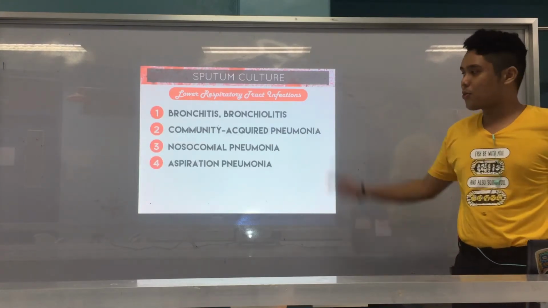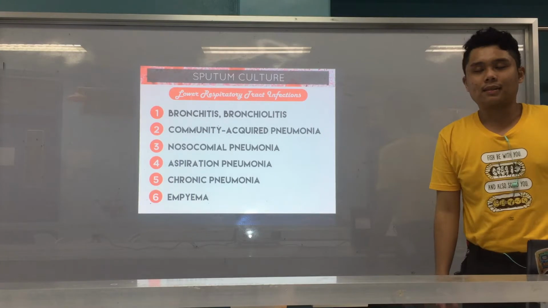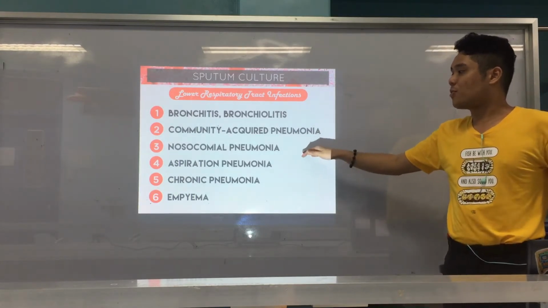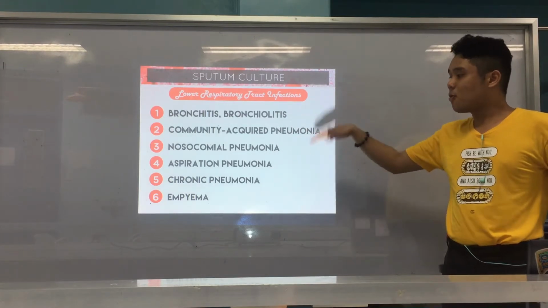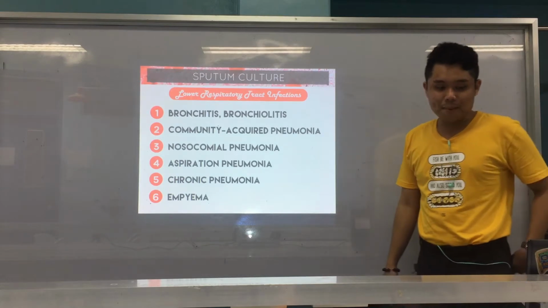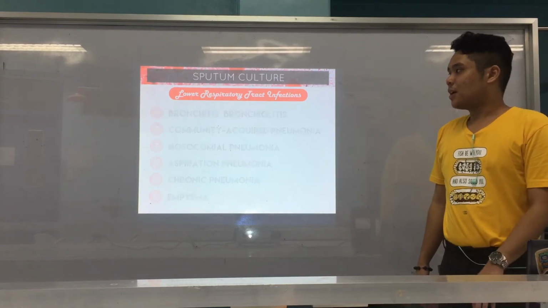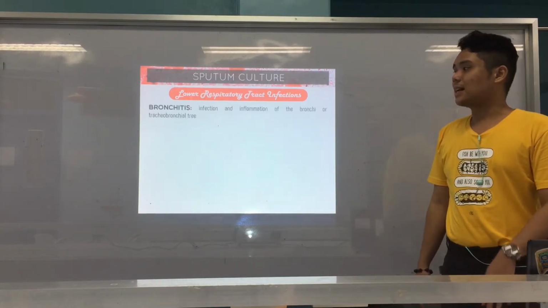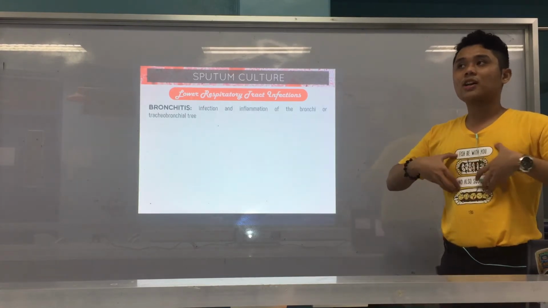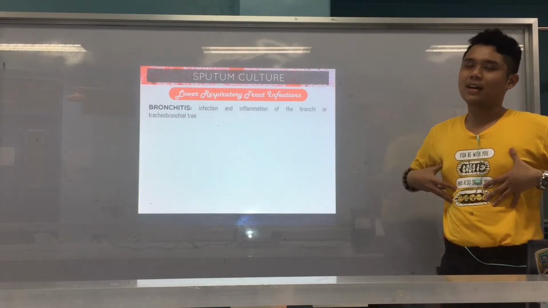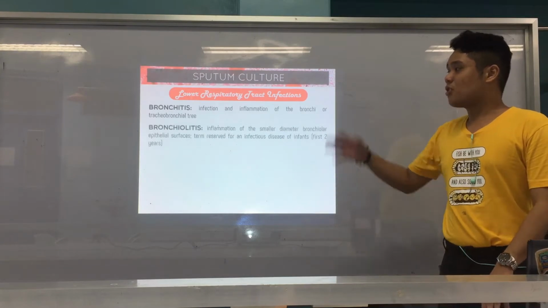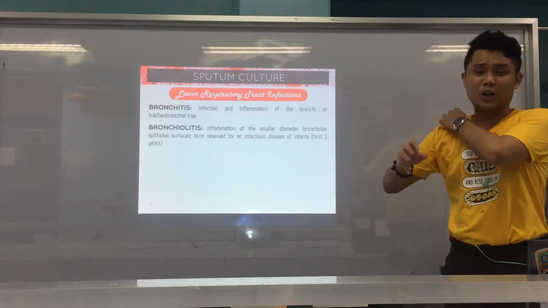We'll run through these infections and their descriptions. You have bronchitis or bronchiolitis, community-acquired pneumonia, nosocomial pneumonia, aspiration pneumonia, chronic pneumonia, and last is empyema. First is bronchitis, an infection of the bronchi, your bronchial tree, which leads toward the alveoli. Bronchitis is inflammation of the bronchi. Bronchiolitis is inflammation of the smaller-diameter bronchioles.